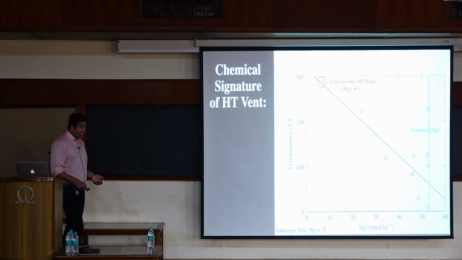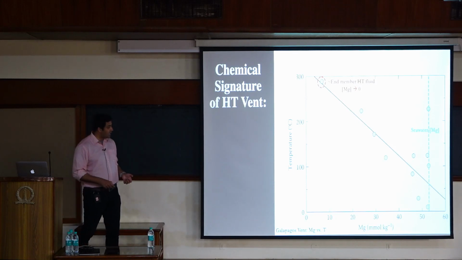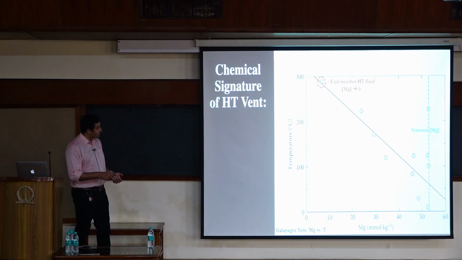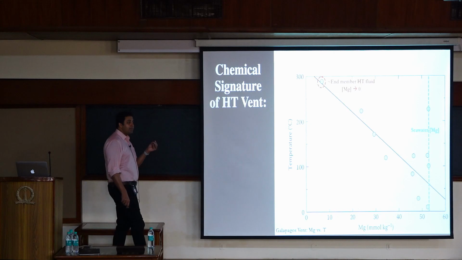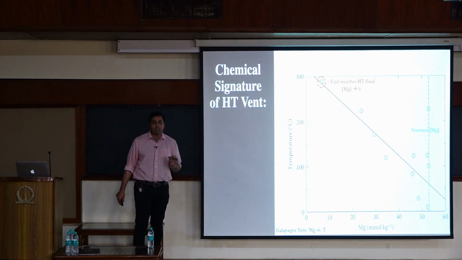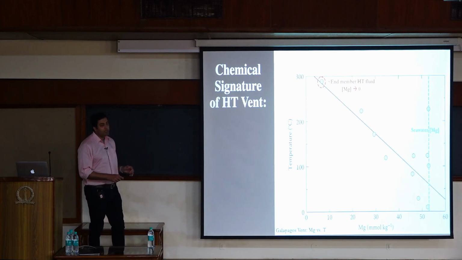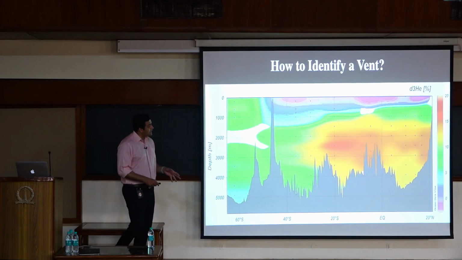So one of the classical examples of figuring out what is a hydrothermal fluid: if you look at the temperature of the water and the magnesium concentration of it, you can see an inverse relation. As the temperature increases, the magnesium concentration goes down. What is an end-member hydrothermal fluid? An end-member hydrothermal fluid is a fluid with zero magnesium concentration. Okay? Now, how to identify a vent?